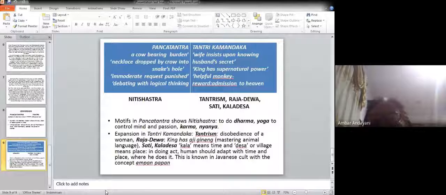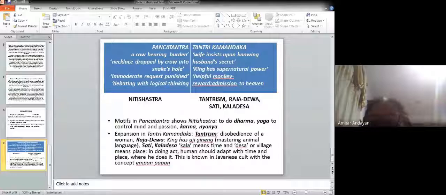And for the expansion in Tantrika Mandaka, there are Tantrism, Rajadewa, Sati, and Kaladesa. Tantrism is not just that; I found a motif that the wife insists upon knowing her husband's secret. So there is a concept of a woman's disobedience, which is similar to the concept of Tantrism.